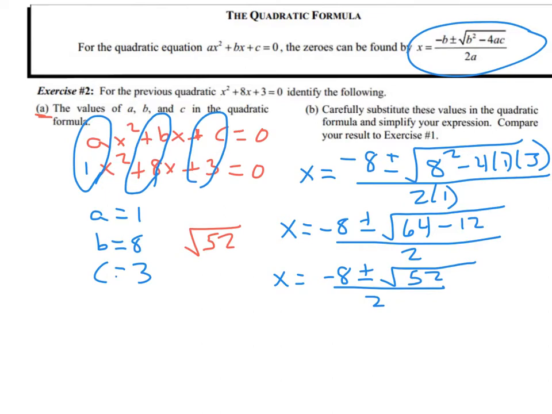So, my final answer, you're fine to leave it that way if you want. If you want to break it up and put negative 8 over 2, which is negative 4, plus or minus radical 52 over 2, that's fine, but I'm okay leaving it this way because we can't break it up any further.